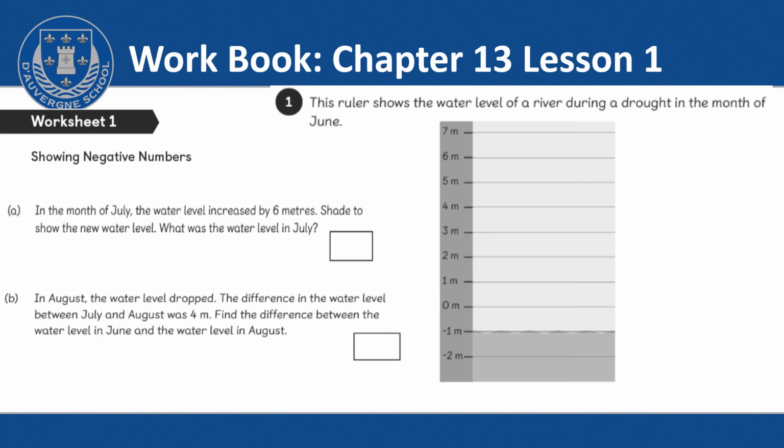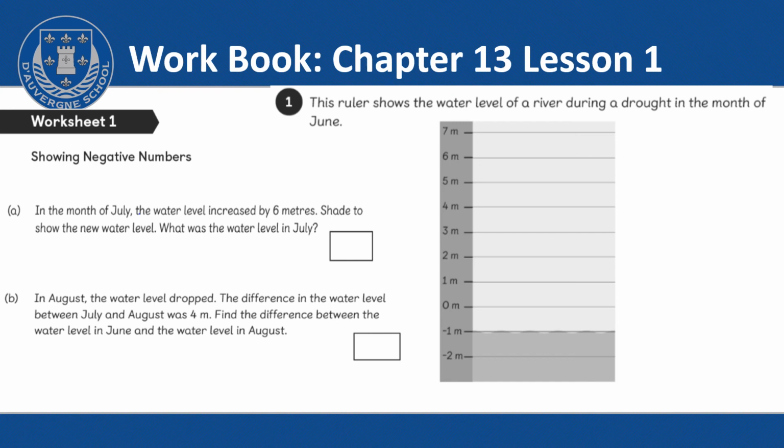Okay, now B is a question that really shows us the importance of reading the question very carefully, not rushing ahead thinking we know the answer. Really make sure you know what the question is asking you. So, in August, the water level dropped. The difference in the water level between July and August was 4 meters. Find the difference between the water level in June and the water level in August.